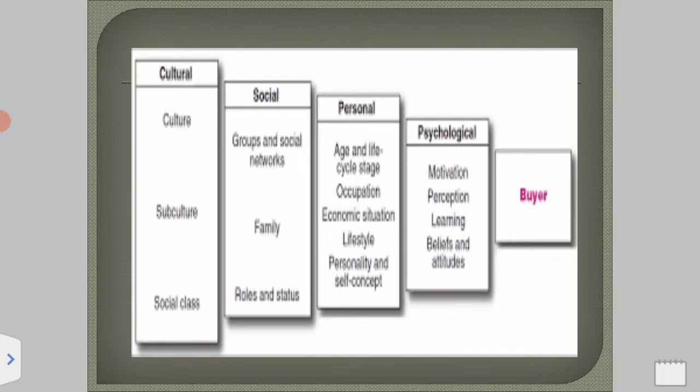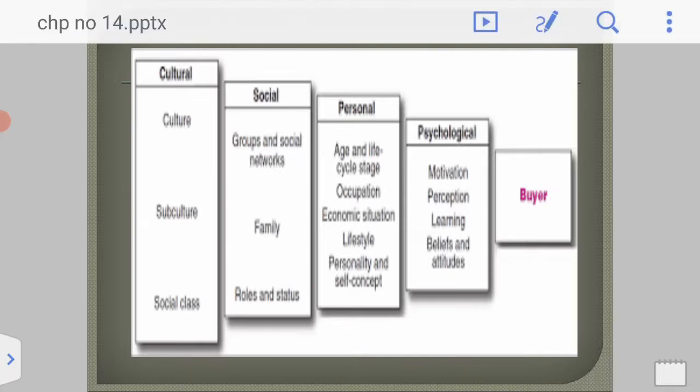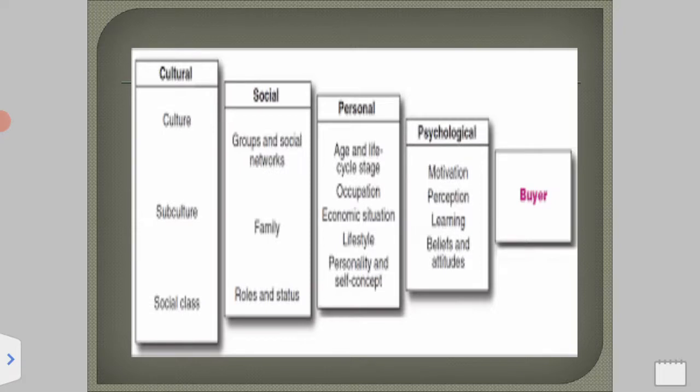Cultural: culture, subculture, social class. Social: groups and social networks, families, roles and status. Personal: age, life cycle stage, occupation, economic situation, lifestyle, personality and self-concept. Psychological: motivation, perception, learning, beliefs and attitudes.